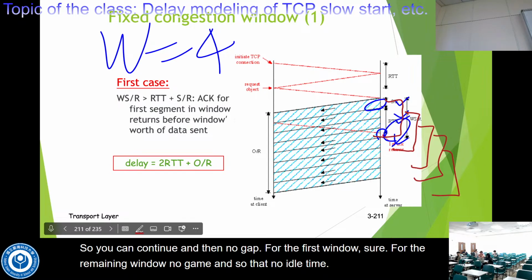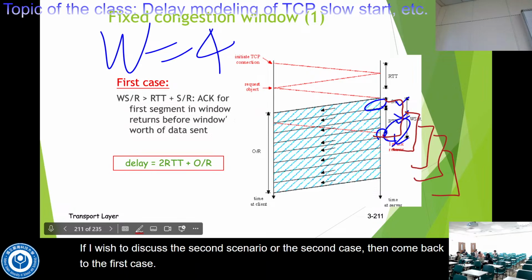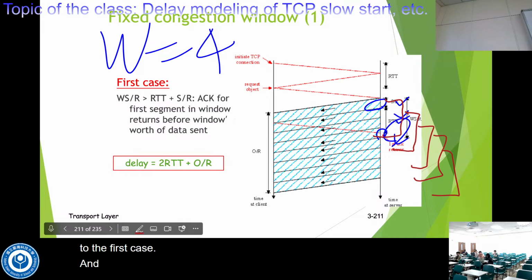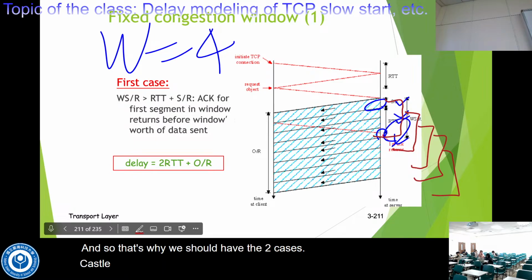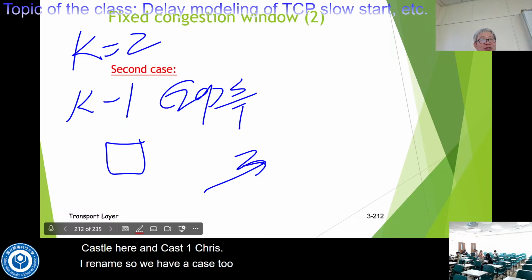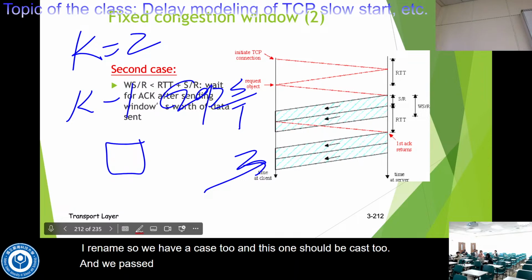In fact, we should discuss the second scenario or the second case, then come back to the first case. Therefore, you want to know, okay, this case is trivial. And so that's why we should have the 2 cases. Case 2 here, and case 1 previously. I renamed it, so we have case 2. And this one should be case 2. And we pass on the 2 fundamental cases.